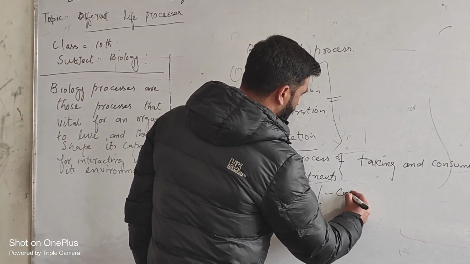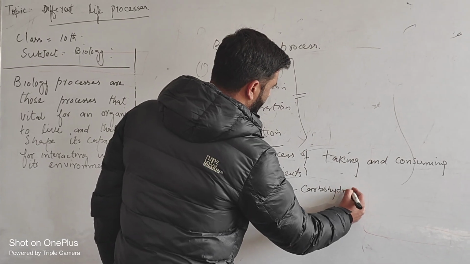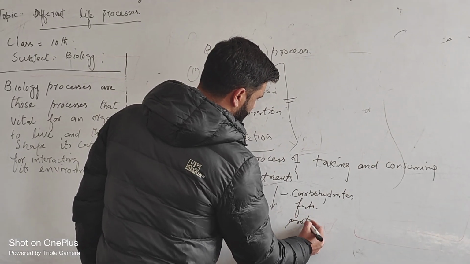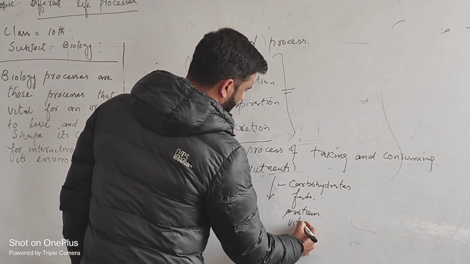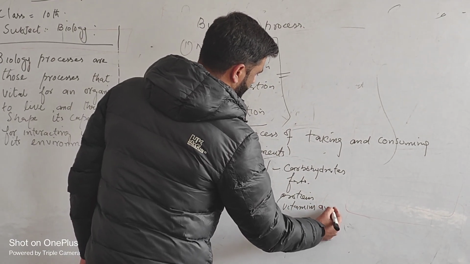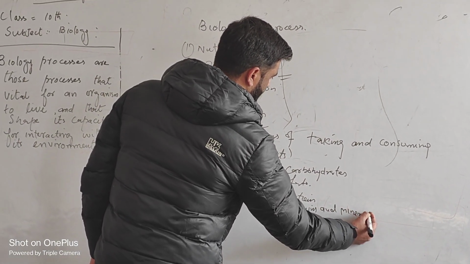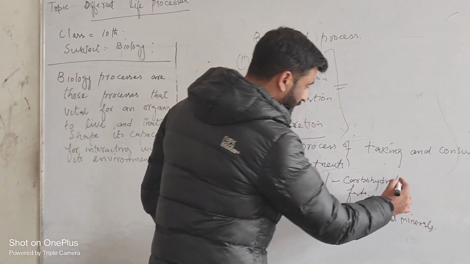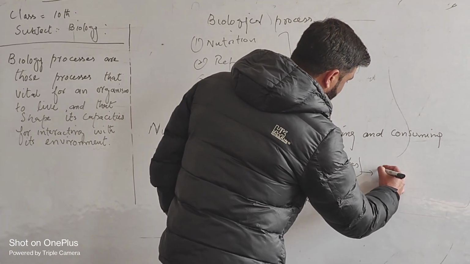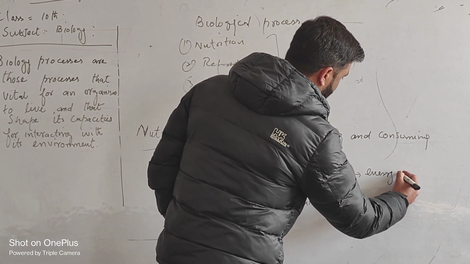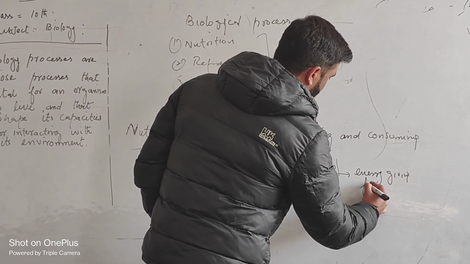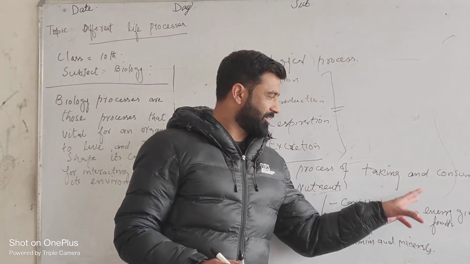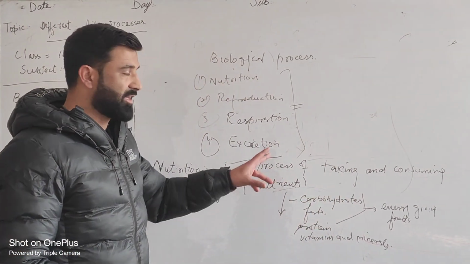We will discuss here the carbohydrates. There are fats. There are proteins. There are vitamins and minerals. Now, these carbohydrates and fats are also called the energy giving foods, because they give energy to our body.